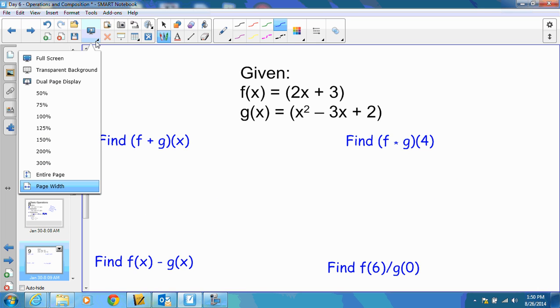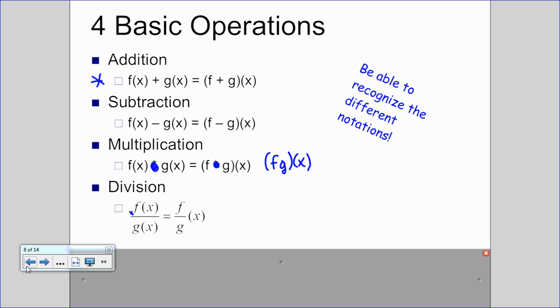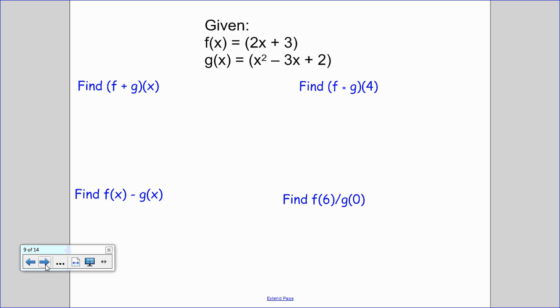So here's some examples. You might have to go back to the screen. Pause, you can write this down, whatever you'd like. So here are some more concrete examples. So look at this, there's 4 different examples. They give us 2 functions, f and g. Let's label these 1, 2, 3, and 4. So example 1 wants you to evaluate f plus g of x for a general x value.